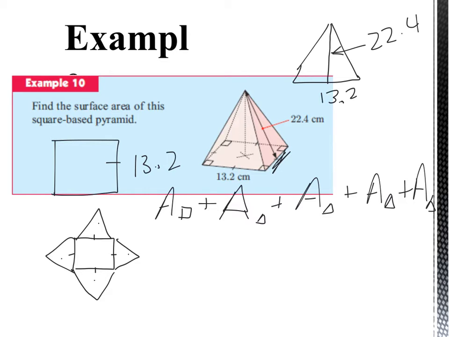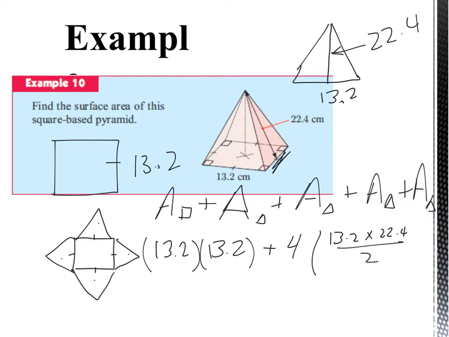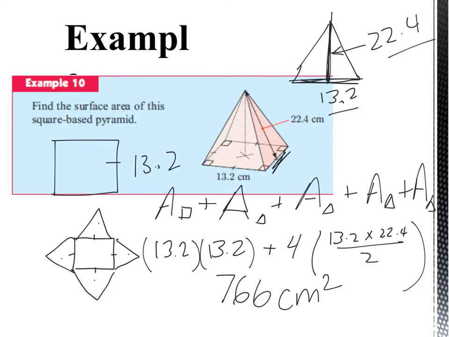To find the area of the square, I'm just going to do 13.2 times 13.2, and that'll give me the area of the square. Then I've got 4 triangles, so I'll multiply by 4. The area of my triangle is base times height divided by 2, so we get base, which is 13.2, times the height, which is 22.4, divided by 2. Here's the base of my triangle, here's the height, so 13.2 times 22.4, and I divide that by 2 because that's how I find the area of a triangle. When I add all of that together in my calculator, I get 766 centimeters squared, and it's centimeters squared because it's area.